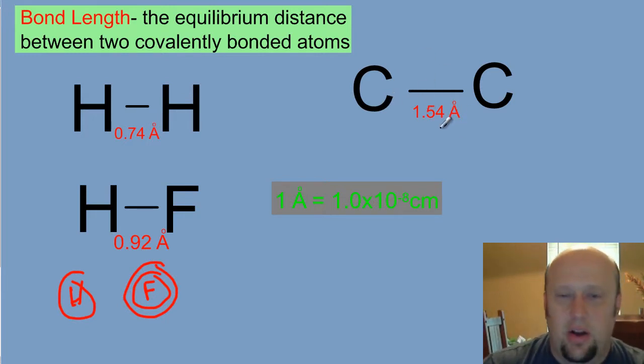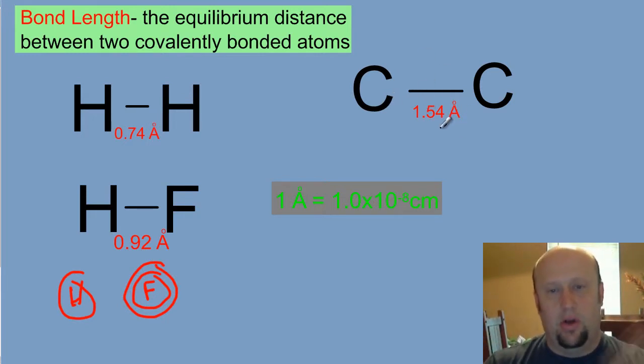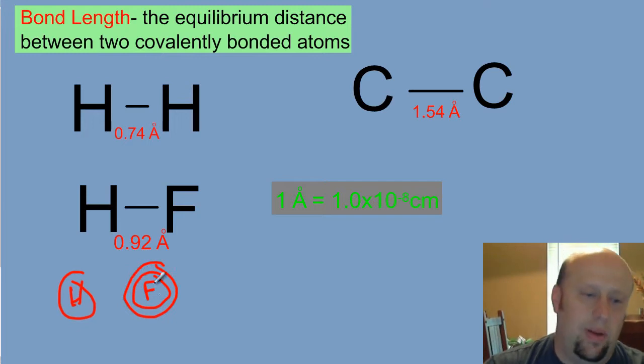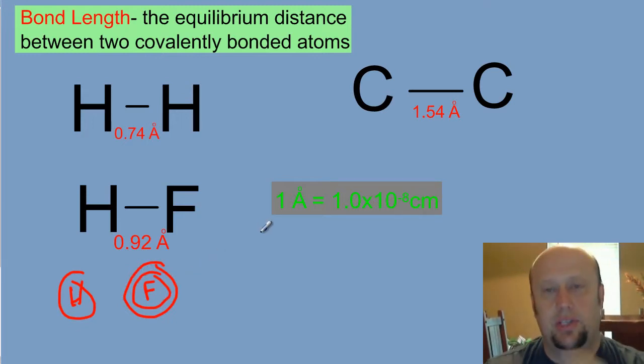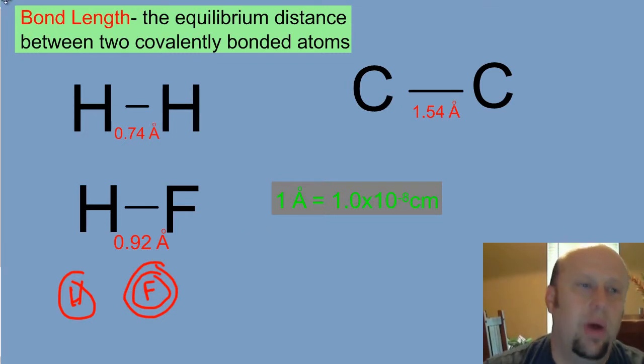So you can see here a carbon-to-carbon bond, obviously going to be a little bit longer because the carbons are both a little bit bigger than the fluorine atom, and so that's obviously much bigger than hydrogen, so they're going to be spread out a little bit further. So bond length, what's the distance between the nuclei, essentially, of those atoms?